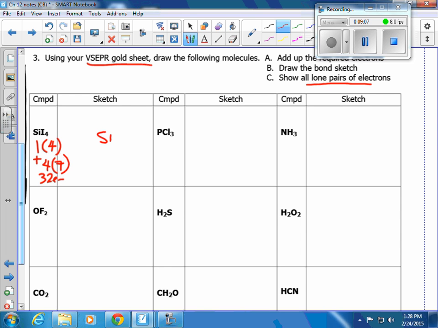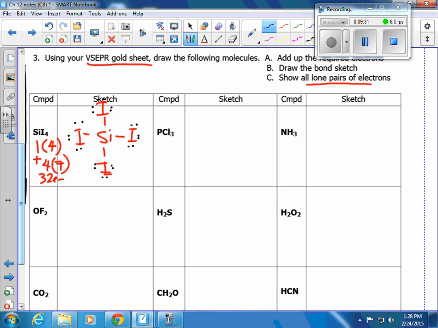So my sketch is going to be silicon in the middle. I have 4 iodines around the outside. And it looks like each iodine is going to need 6 more electrons to be satisfied. So 2, 4, 6, 8. 8 times 4 is going to be 32. So I like when I get nice, easy ones like that. Okay, so that's our bond sketch.